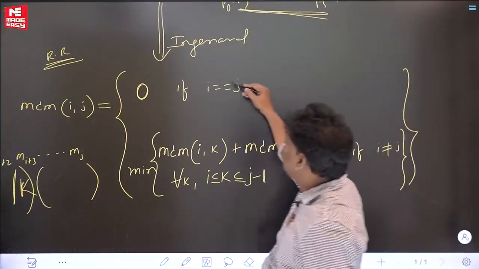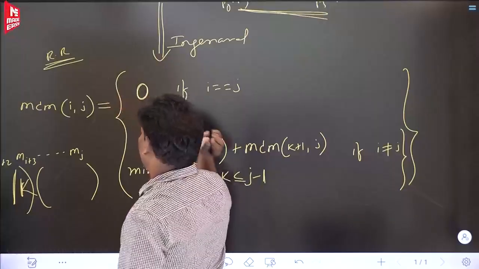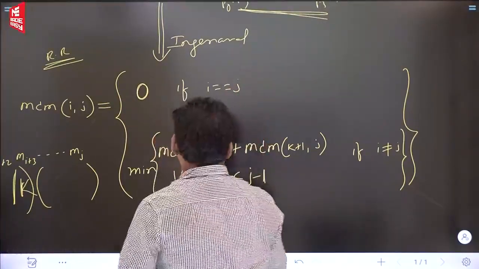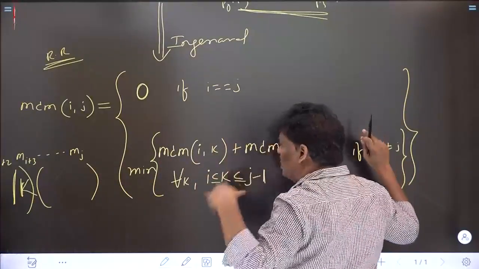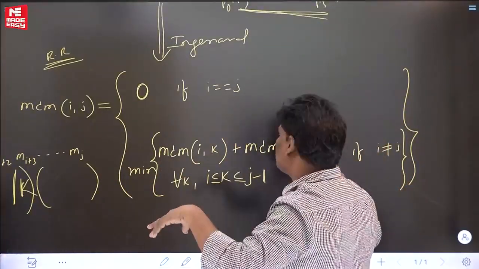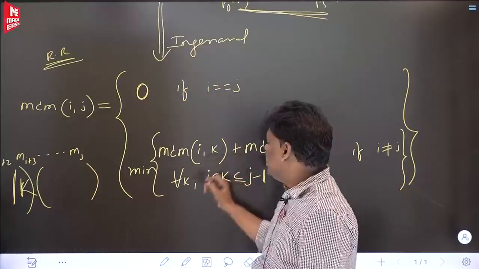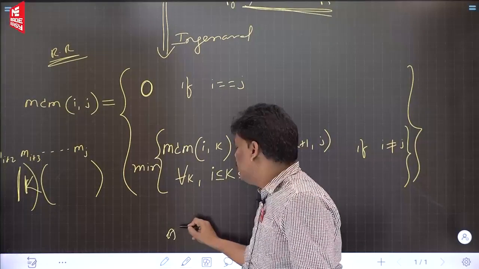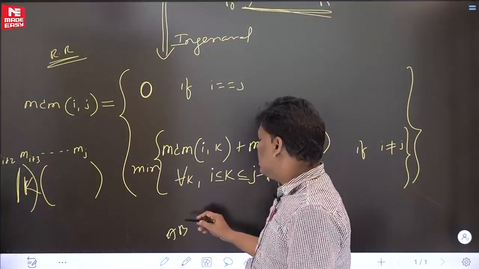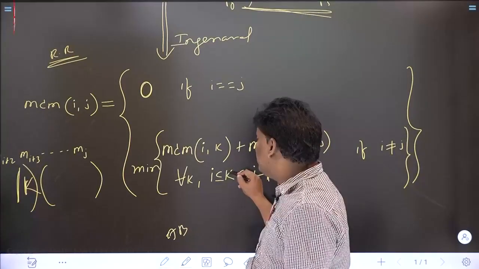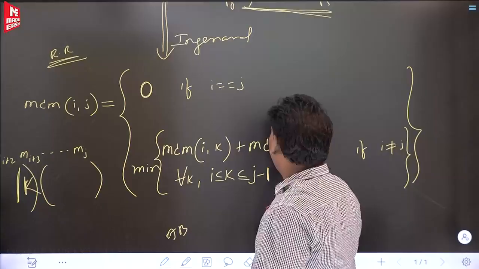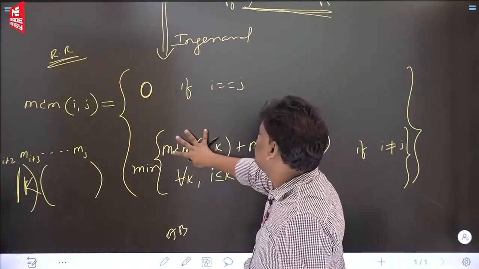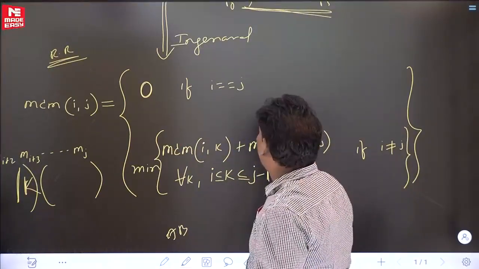If I is equal to J, only one matrix, 0 multiplication. If it is more than one matrix, divide into two parts. Some people are asking, sir, only two matrices are there. Even if only two matrices are there, you still have to divide. How? Only two matrices A, B. What is the minimum K value? I. So what is the answer? A to A, right? Remaining, what is the answer? B to B. So only one matrix here, 0. Only one matrix here, 0. Combined cost will be there.